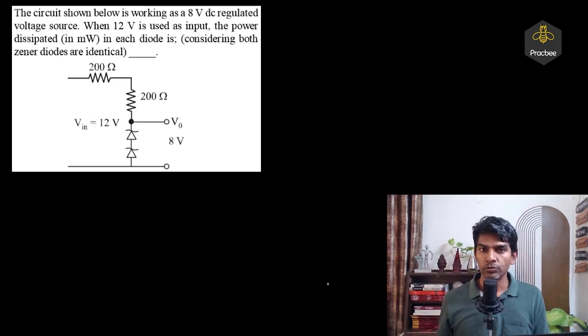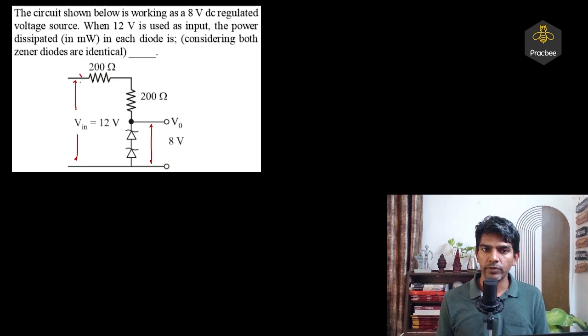Now let us see the second question. The circuit shown below is working as an 8 volt DC regulated voltage source. When 12 volt is used as input, the power dissipated in each diode is. So there are 2 diodes which are connected in series and the input voltage is 12 volt. And across these 2 diodes we have a potential difference of 8 volts. So we are not connecting any load in parallel to the diodes, only these 2 diodes are there, right?